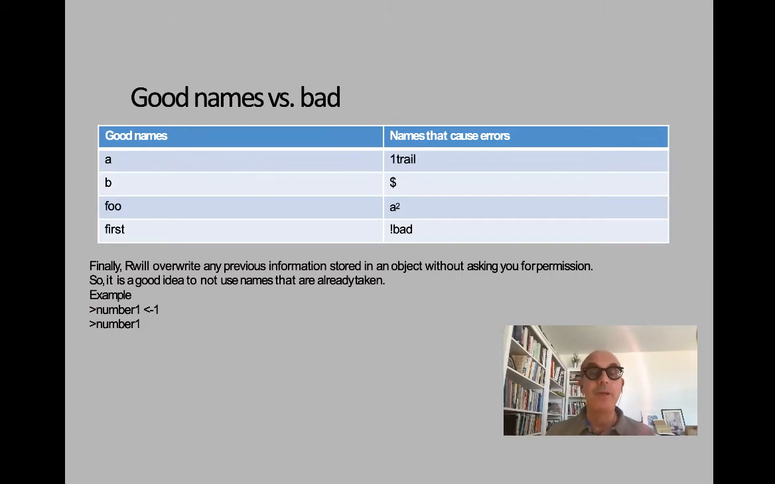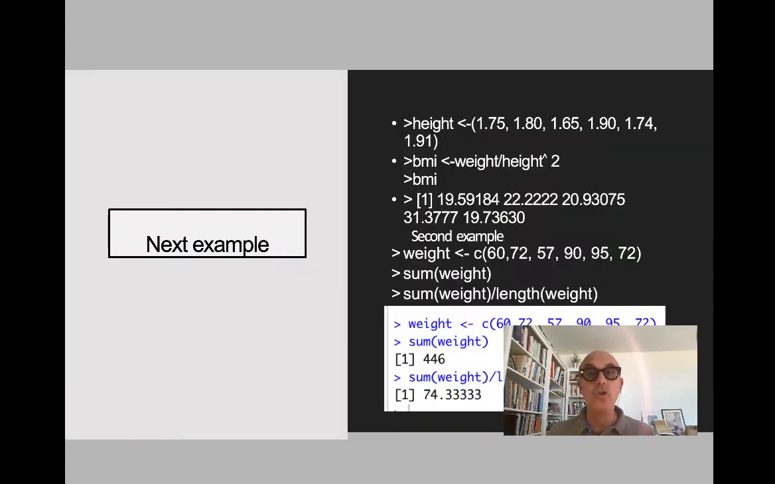The issue of good names versus bad names. Usually good names are short. For example, A, B, food first. Do not try to use complex names that will mess up the syntax of the programming language you are using. So try not to use a dollar sign, an underscore at the start, a square, or a dash. Those will be bad names, and I highly recommend not to use them.